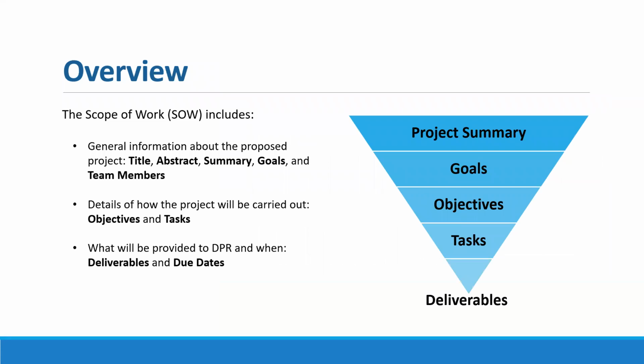So first of all, let's go ahead and take a zoomed out look at the scope of work. The scope of work begins with a broad overview of the project and proceeds down to specific implementation steps of a given project. So it begins with general broad information, including things like the title, the abstract, summaries, goals, and team members. We then zoom in a little bit to the objectives that are based on the goals and the tasks that support these objectives. And then finally, zooming in even more, we get to deliverables and deliverable due dates that are provided to DPR. And these demonstrate to DPR and to the project's assigned grant manager that the tasks have been completed.